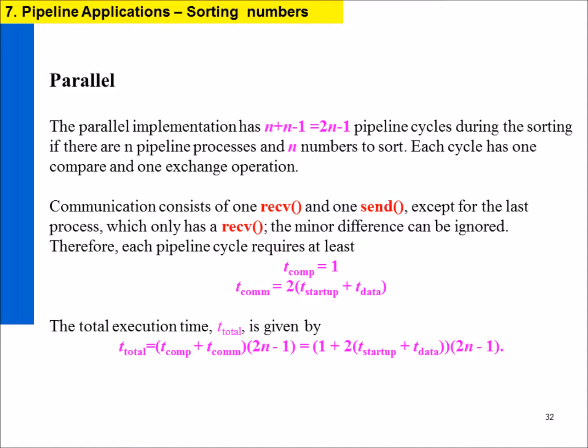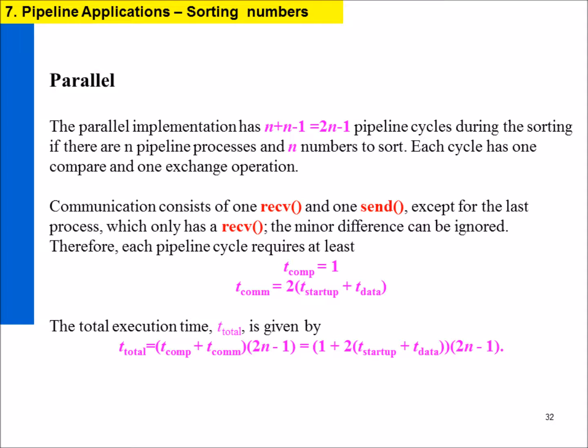But the parallel implementation has n plus n minus 1, equals 2n-1 pipeline cycles during the sorting if there are n pipeline processes and n numbers to sort. So each cycle has one compare and exchange operation. Communication consists of one receive and one send except for the last process, which only has a receive. This minor difference can be ignored. Therefore, the pipeline cycle requires at least t_comp equals 1, t_comm equals 2 times (t_startup plus t_data).